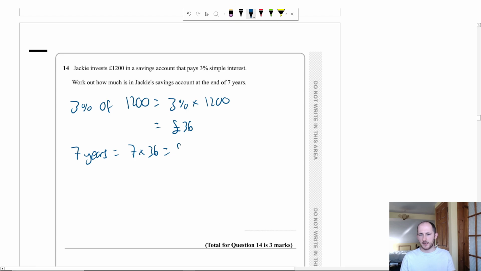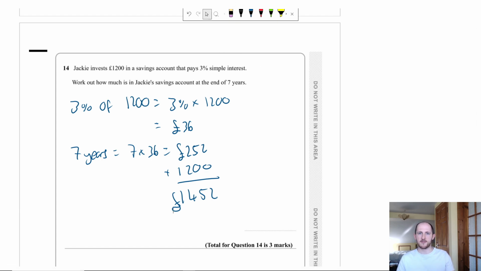£252. Now, it's not asking me how much interest she gets. If it's asking me how much interest she gets, I'm done. That's how much interest she's getting, £252. It's saying how much is it in the account. So we're going to add on the original £1,200 that she originally had, which gives us £1,452. For 3 marks, hopefully that's not too bad. But again, just remember the interest formulas and you should be 100% fine.